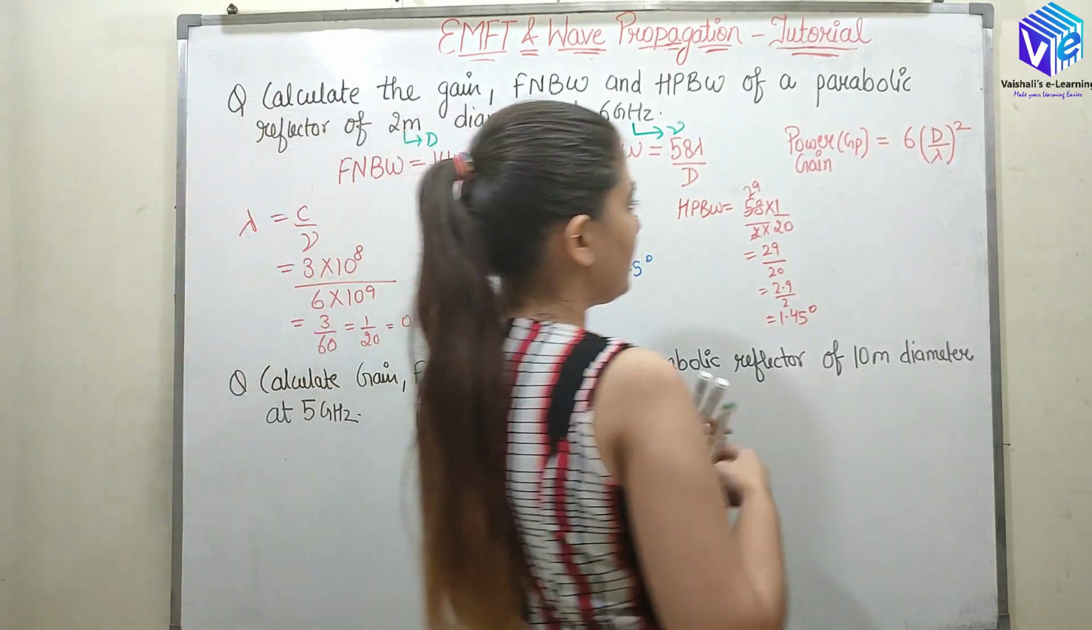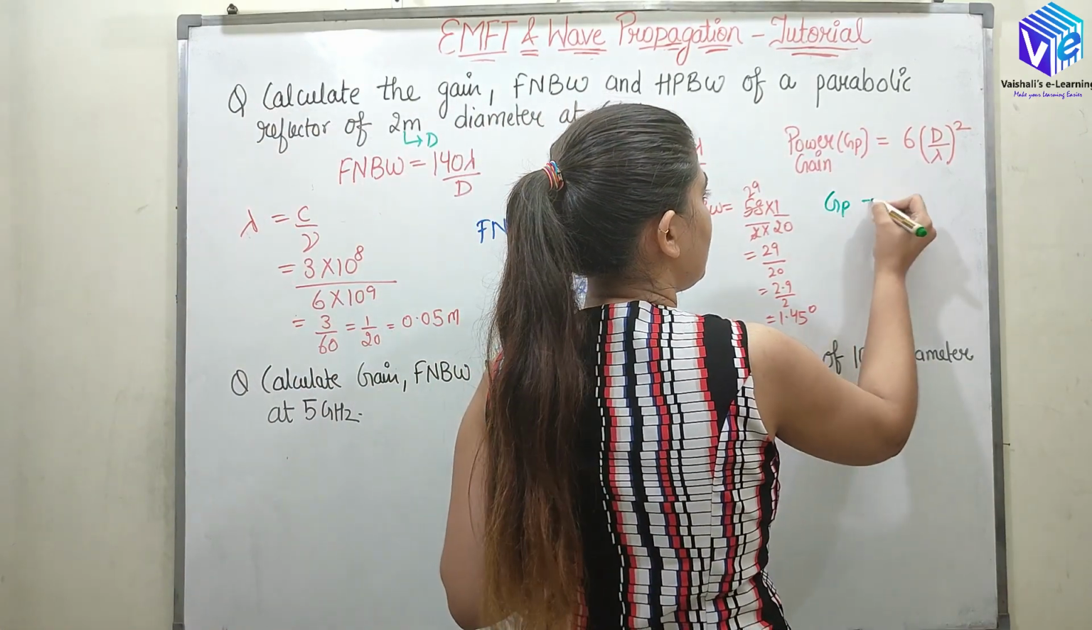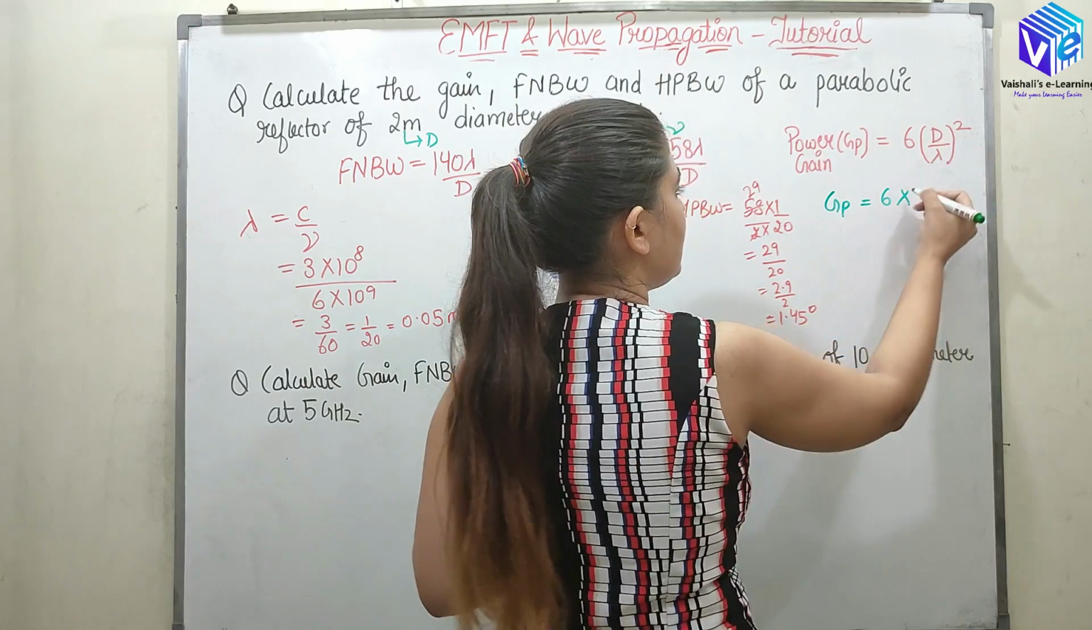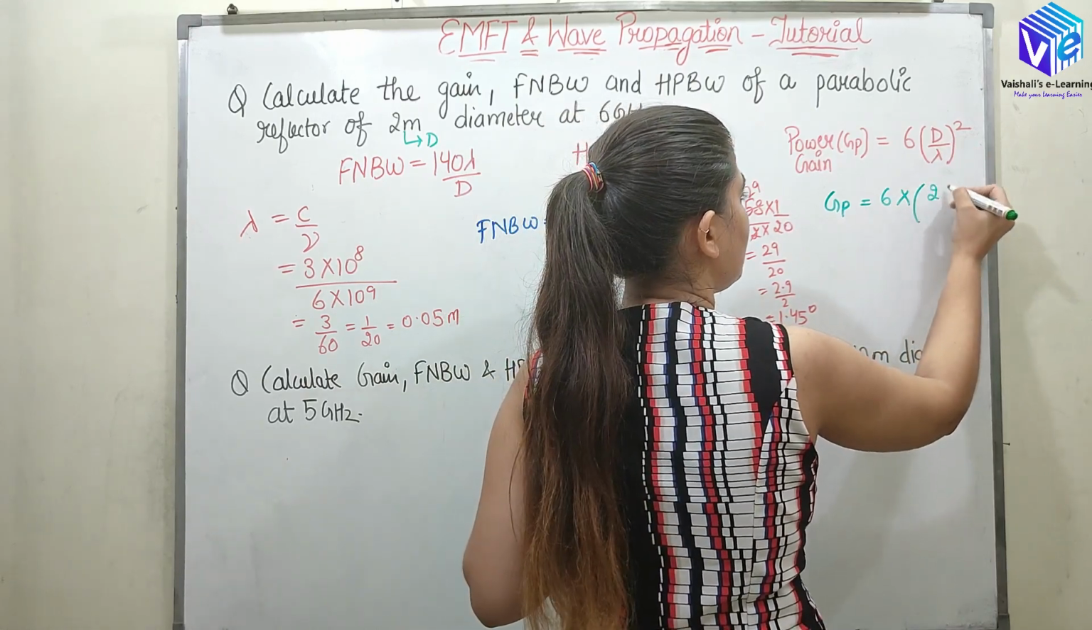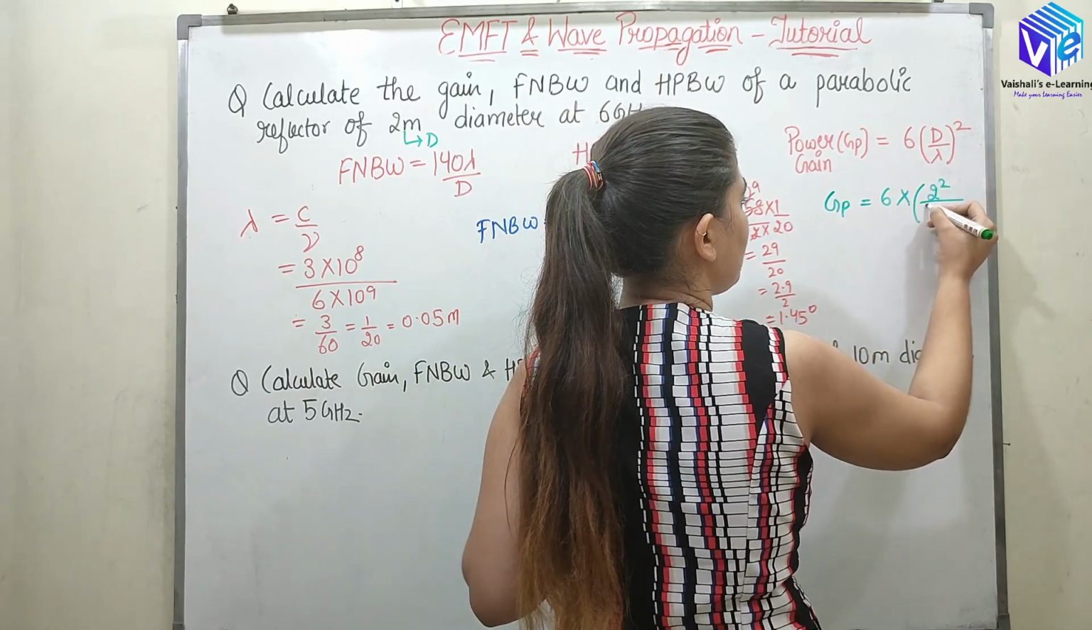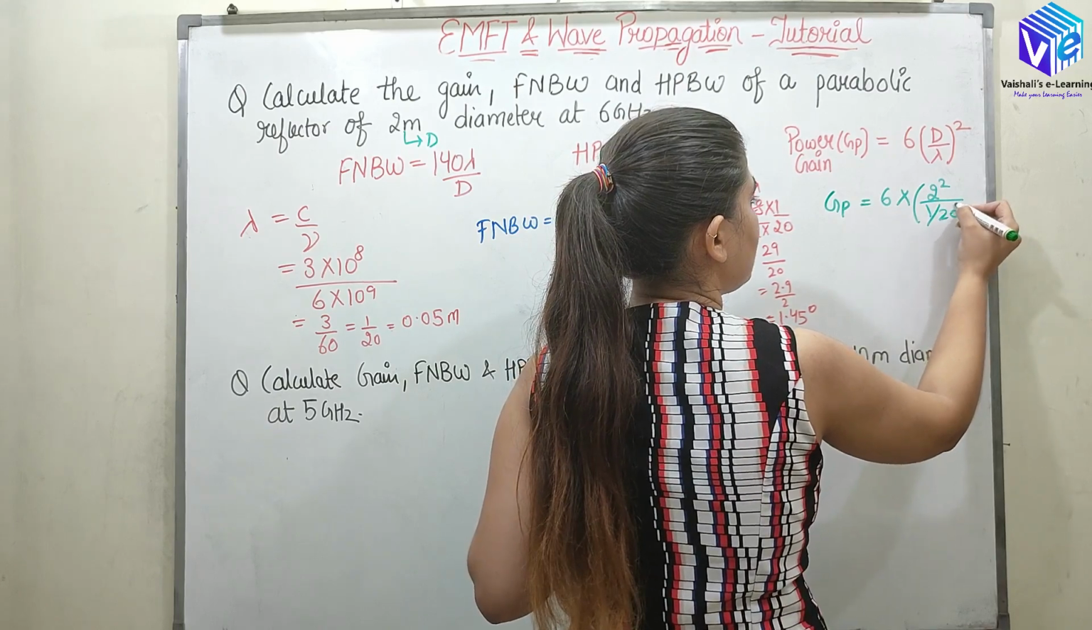Now coming to the power gain. The power gain, or GP, is equal to (6 into D) whole square. What is D square? It will be 2 square upon lambda square. It will be 1 upon 20 square.